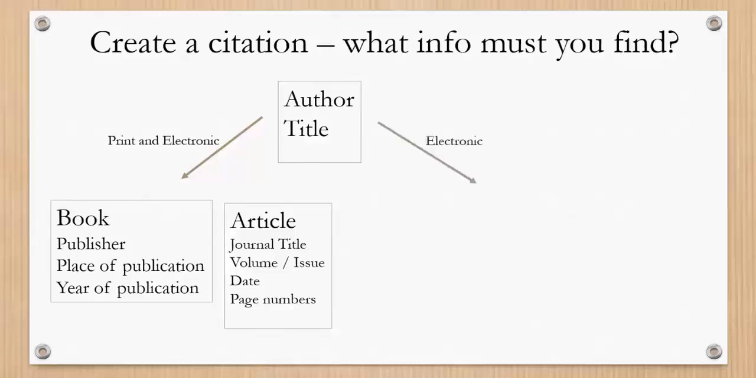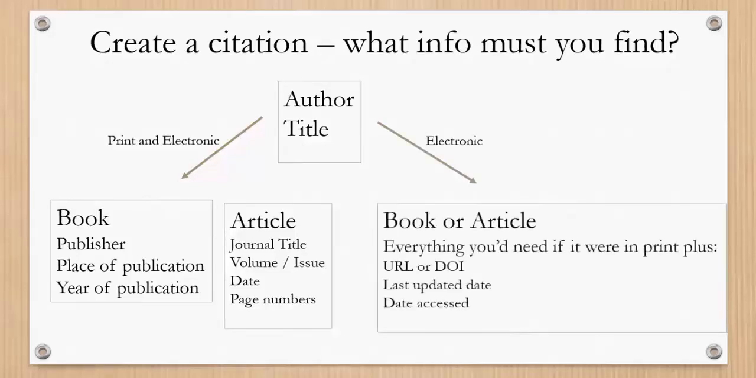If a source is electronic, regardless of whether it is a book or an article, we will need everything you needed for books and articles, plus either the URL or the DOI where you accessed the book or article online. And for some citation styles, you will need the last updated date of the book or article and the date you accessed the book or article. So let's look at some specific sources we might use for a research paper and how you must exercise caution when using a citation generator.